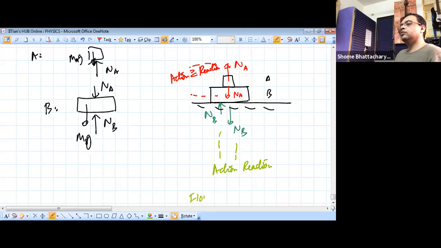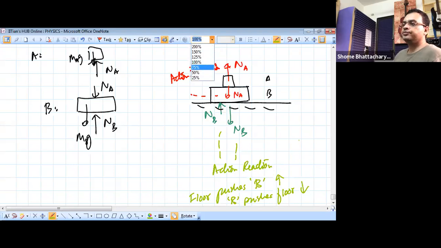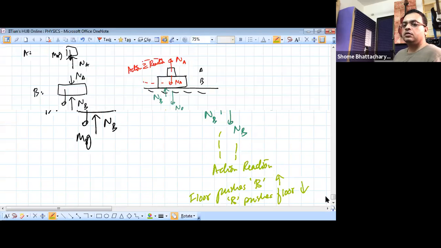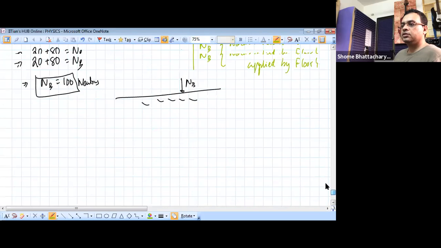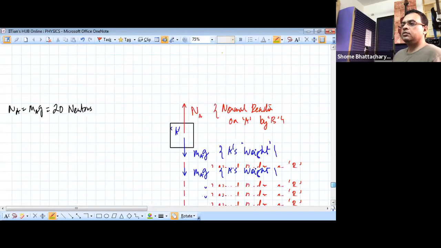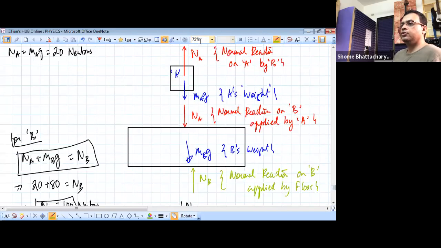The floor pushes B upwards and B pushes the floor downwards. The block B pushes the floor downwards. So those two forces are an action-reaction pair. Similarly for the other two. Alright, so this is the complete description of this. So just make a note of this part.